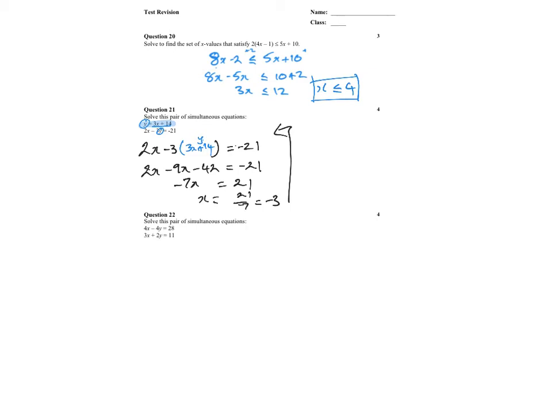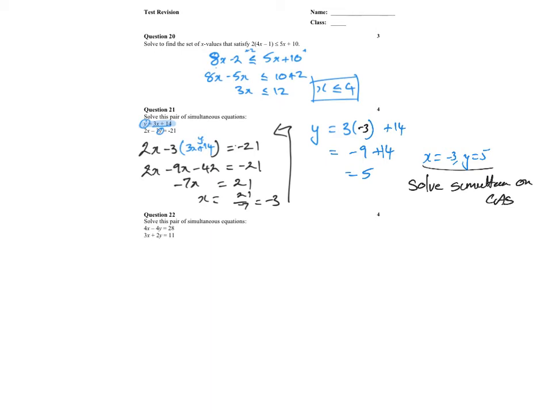So substitute that into my y value. Y is equal to 3 times x, which is negative 3, plus 14, which equals negative 9 plus 14, which is equal to 5. Therefore, x is equal to negative 3, y is equal to 5. Don't forget, at a minimum, solve simultaneous on the CAS. And that will get you these answers, which will get you 2 marks.